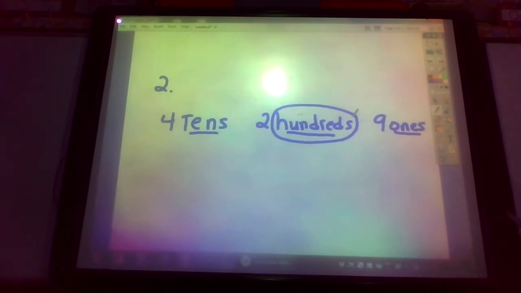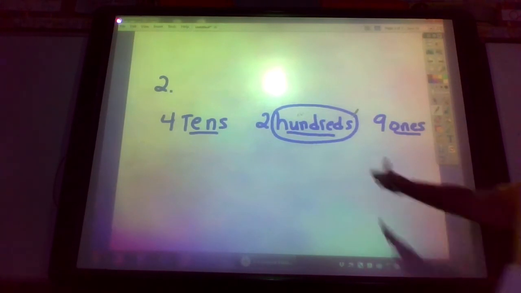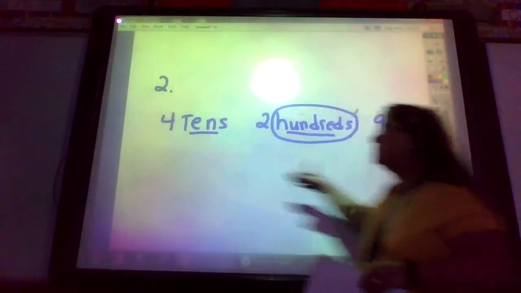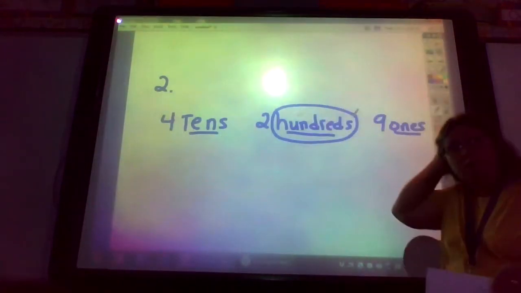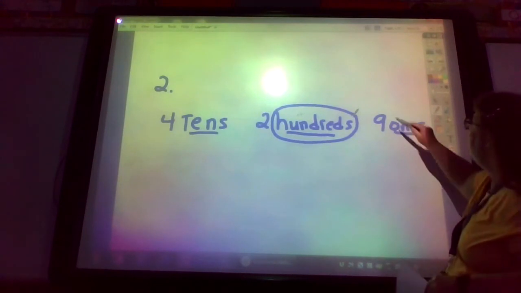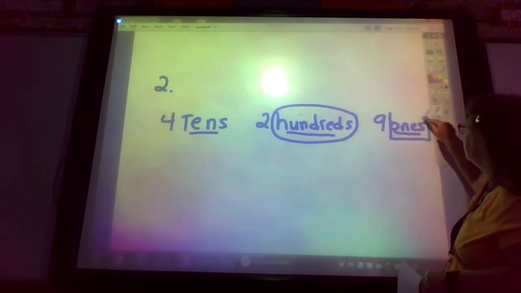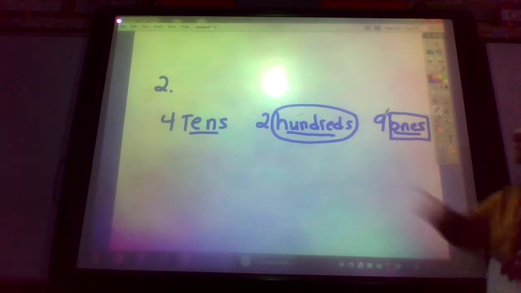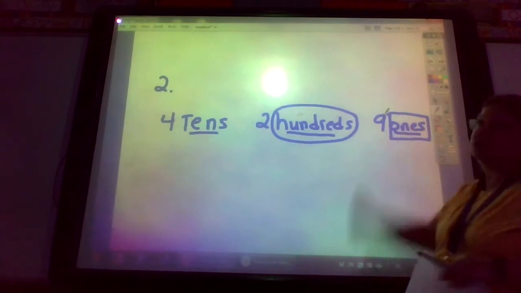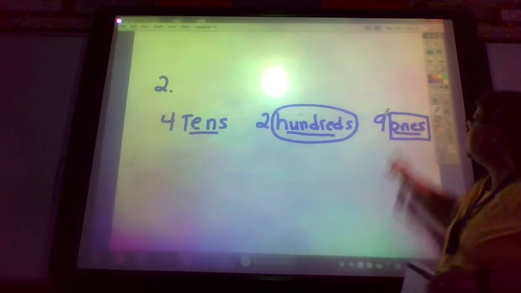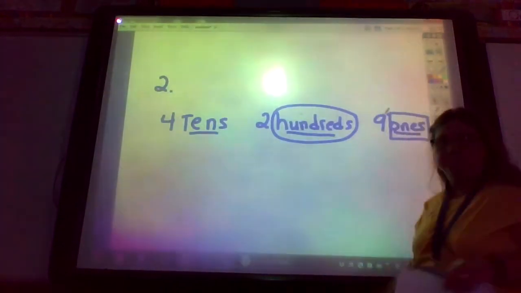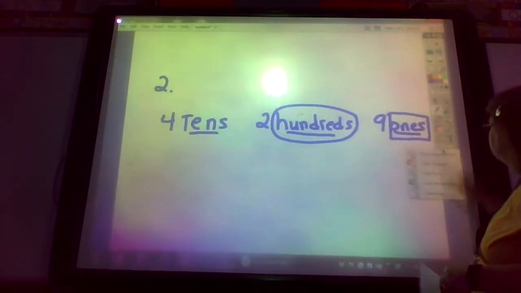And then it goes on to say, put a box around the smallest unit. Well, if this is the biggest, I only have choices of tens and ones. My ones are the smallest, so I'm going to put a box around the ones. Biggest unit, smallest unit. When they ask for units, they're asking about ones, tens, hundreds.